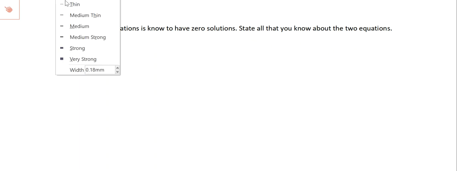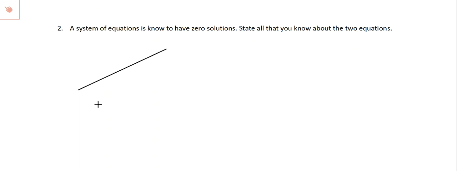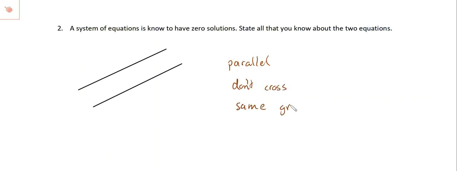No? Sure? Well, what if the 2 lines don't cross? There's 0 solutions. What do I know about them? Well, I know they're parallel. I know they don't cross. I know they have the same gradient. I know they have different y-axis intercepts. Anything like that, that's what I was looking for.